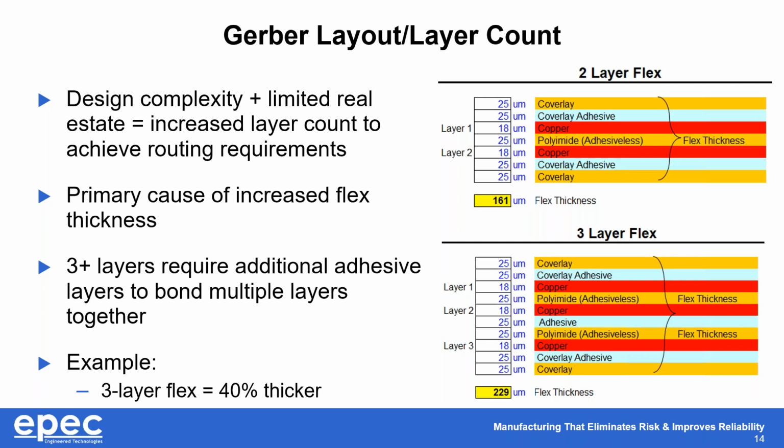In our 2 examples here, we can see a 2-layer construction, standard materials, approximately 6 thou. A 3-layer using the same standard materials, we're up in the 9 thou range, or 230 microns. The 3 layers are also going to require additional adhesive layers in order to bond the multiple layers together. So as a rule of thumb, the 3-layer is going to drive your thickness up by about 40%.